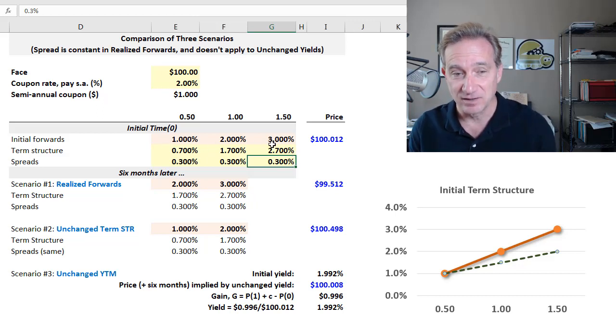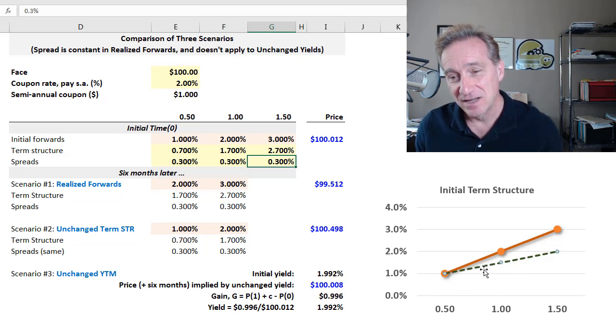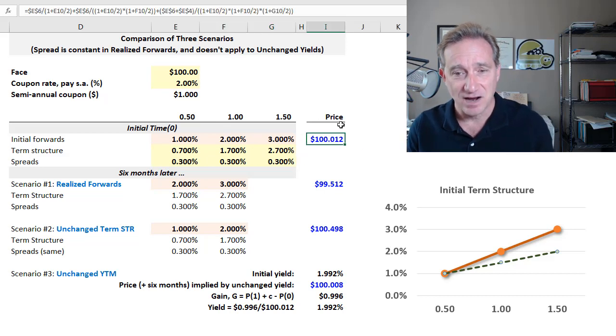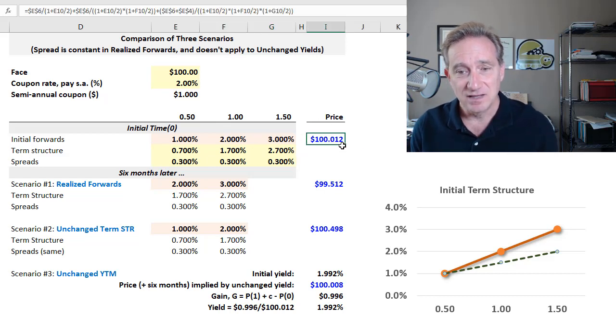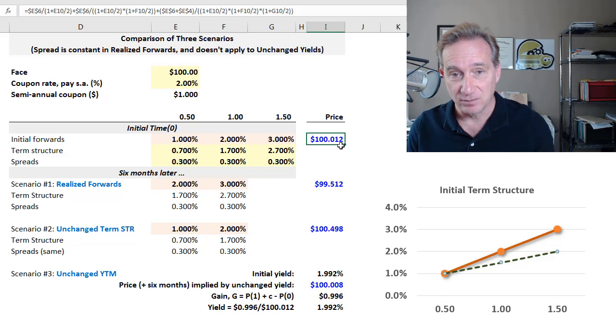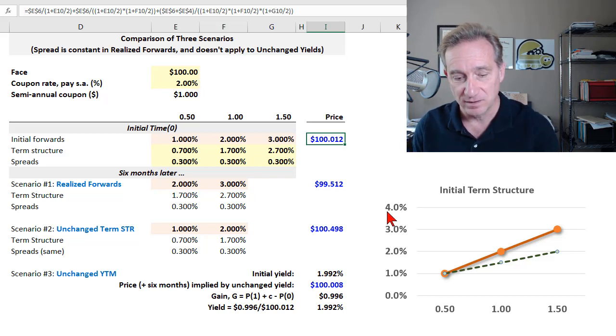And again, these are 6 month forward rates. They're not spot rates. So I do have here on the graph, just to remind, but I have it as dashed, that there is an implied spot rate curve as well. So here we are at initial time, and then I've highlighted in blue the implied theoretical price of this 18-month bond that pays a 2% coupon.